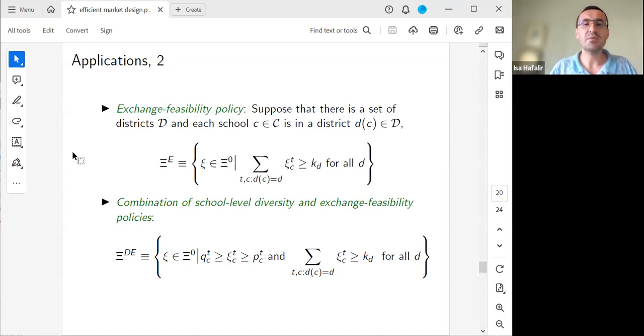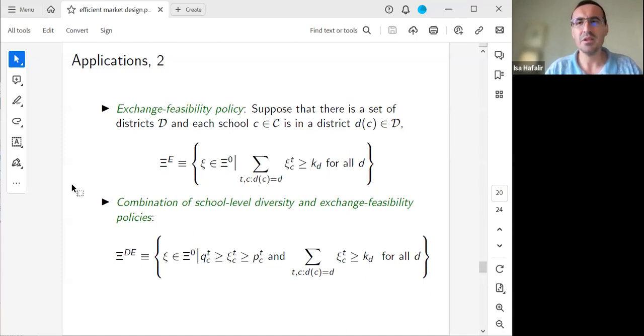Exchange feasibility condition means that there is a lower number, represented by KD, which may represent, for instance, the number of students residing in that district. When we sum up the number of students assigned to any school within a particular district, it is not smaller than this number. So there is a lower bound on this. It also satisfies our condition. And the fourth one is the combination of school diversity and exchange feasibility. When we have both exchange feasibility and the school level diversity from the previous slide, that also satisfies our sufficient condition.